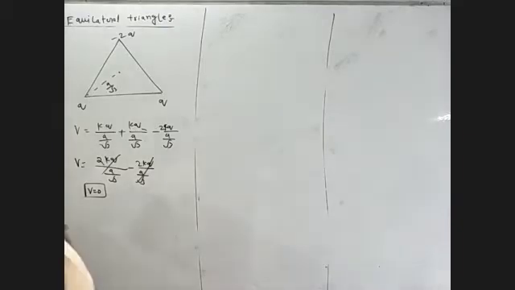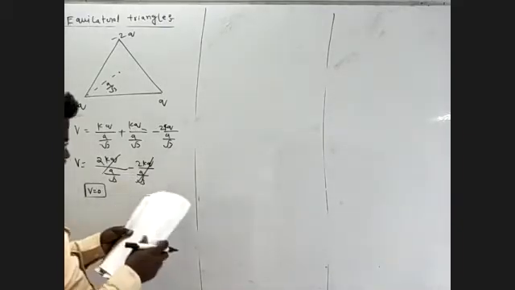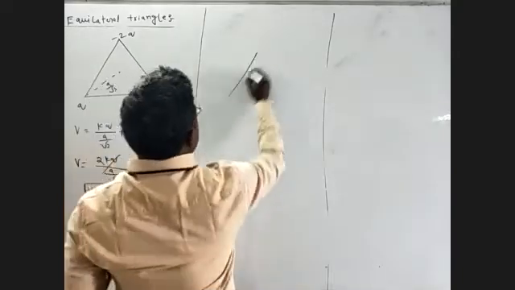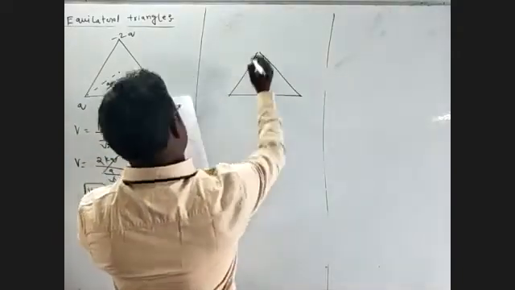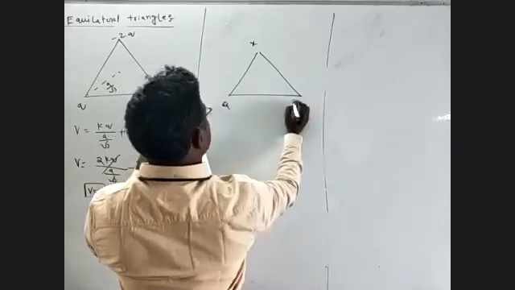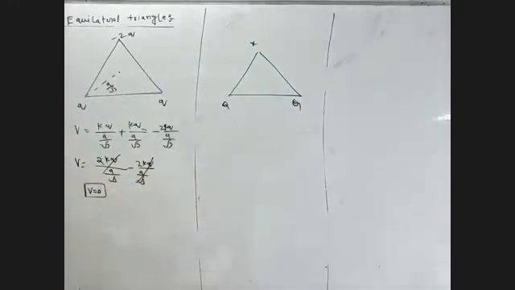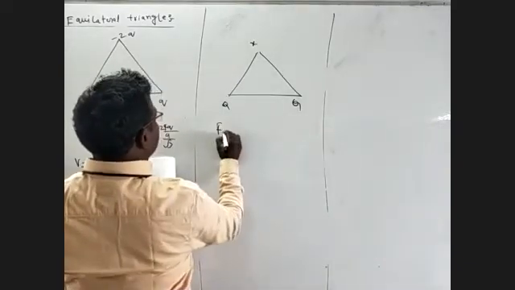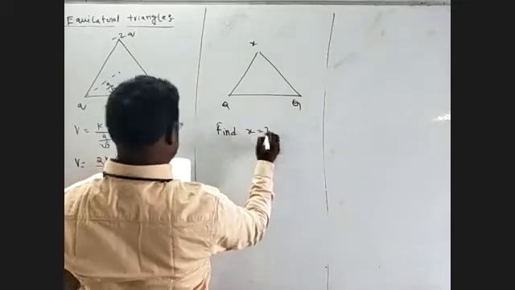Last question, last model. This is the X value. This is Q, this is Q, Q and Q. So find the X value.